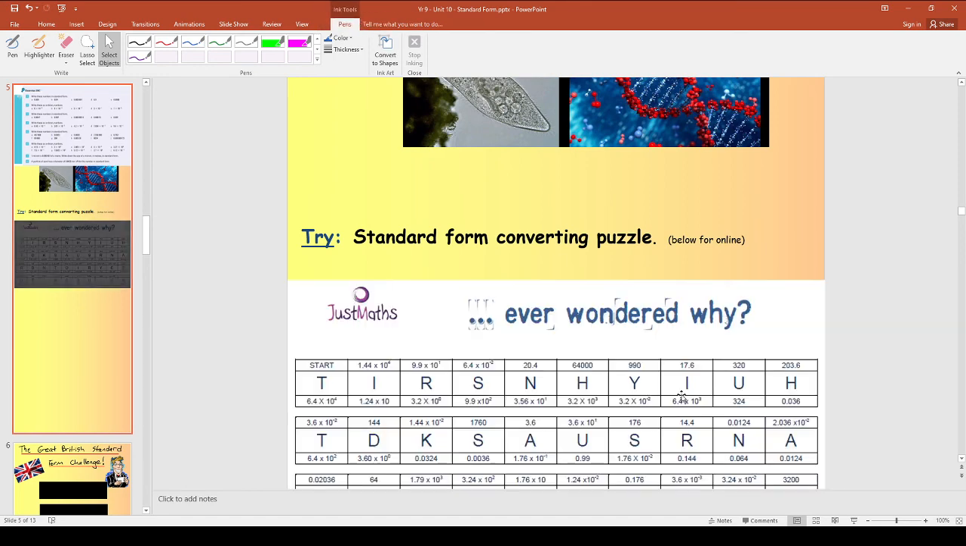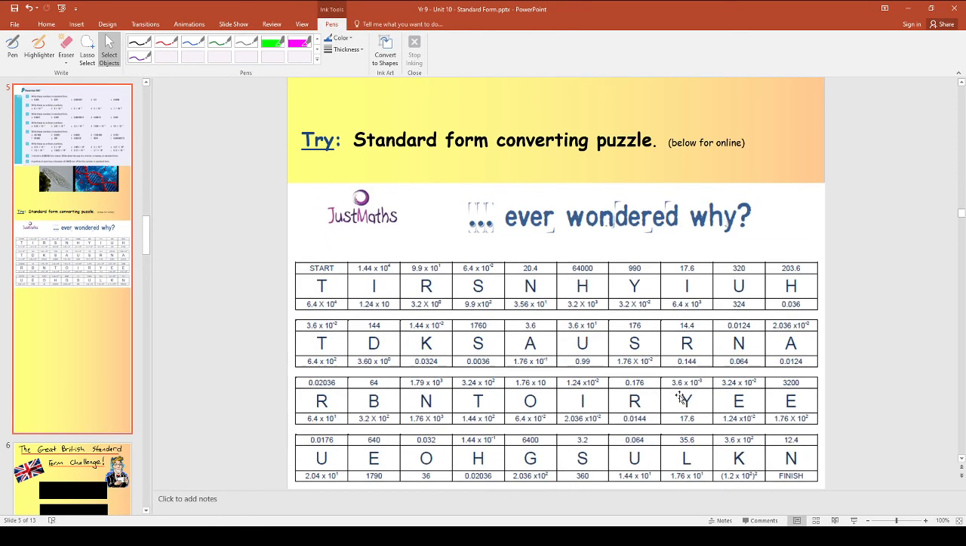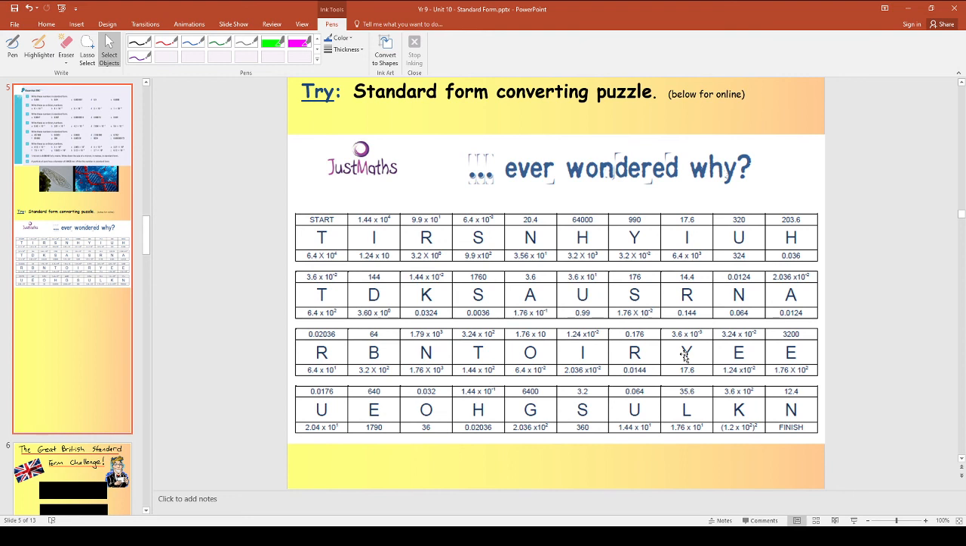So here's what I'm going to get you to do, my buddies. I've attached a puzzle, which looks like this, okay? So you don't have to do it on the screen, so don't feel panicky about pausing the video. It's attached to Show My Homework. And all you have to do is complete this puzzle. I'm going to show you how it works real quick, and then I'm going to leave you to it.